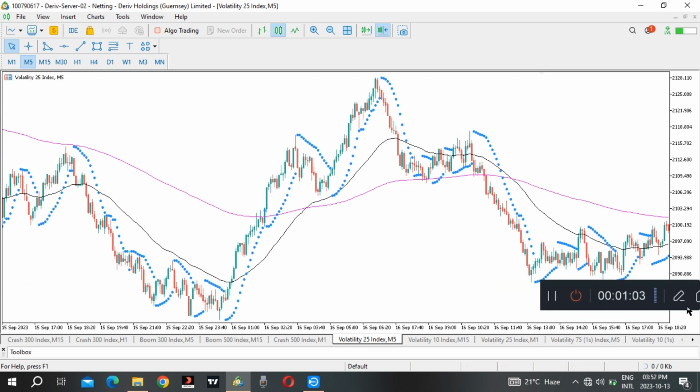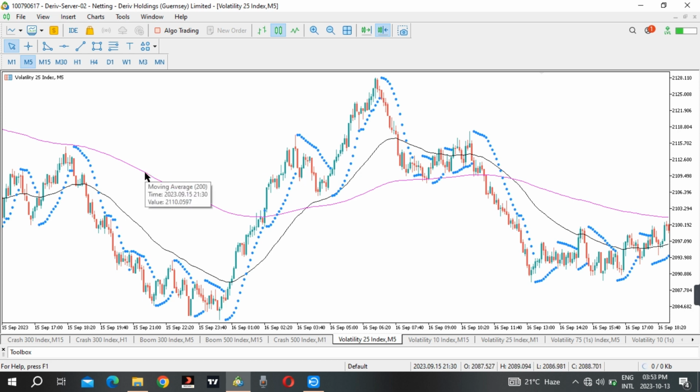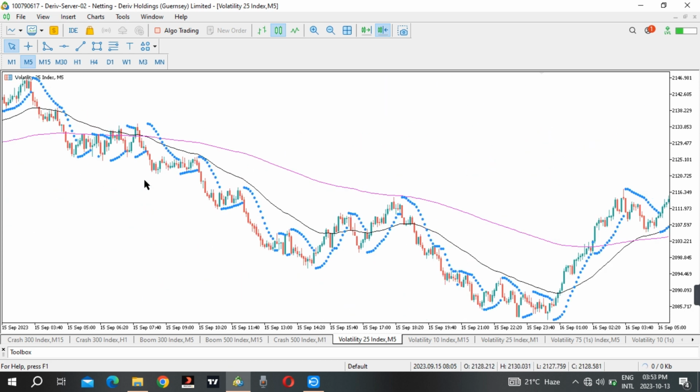So what are we going to be doing? First of all, we're going to be looking for the 50-200 cross. If the 50-200 crosses for a downtrend, then we are going to be looking for our selling setups. And if it crosses for an uptrend, we are going to be looking for our buying setups, our bullish setups. That's what we are going to be using. We just want to trade the trend so that it becomes a little bit simpler.